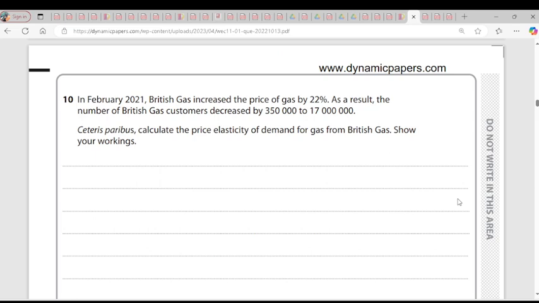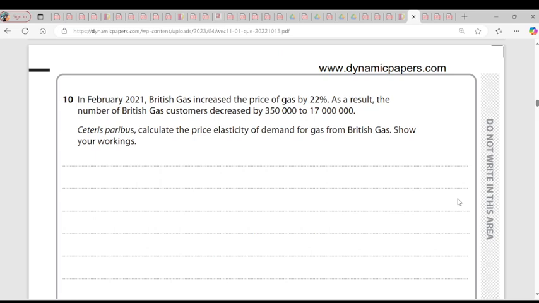Yeah. So look at it from here. We have our original price to be 100, the changed price will be 122. Then they said British Gas customers decreased by 350,000 to 17 million. That means the original quantity is 350,000 plus 17 million, so our original quantity is 17,350,000. Then the changed quantity is 17 million. Is it clear? So PED is Q2 minus Q1 over Q1, divided by P2 minus P1 over P1.